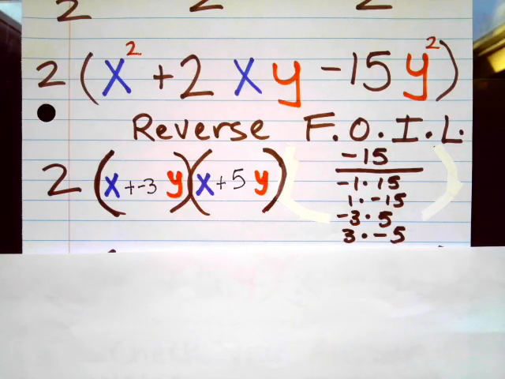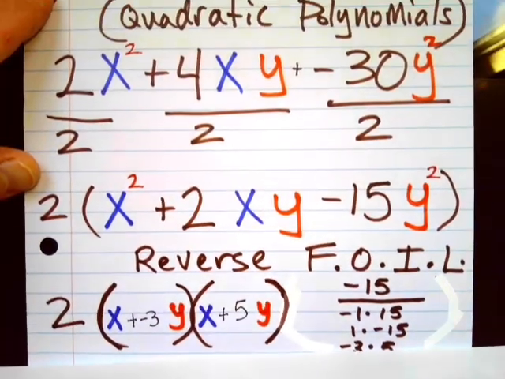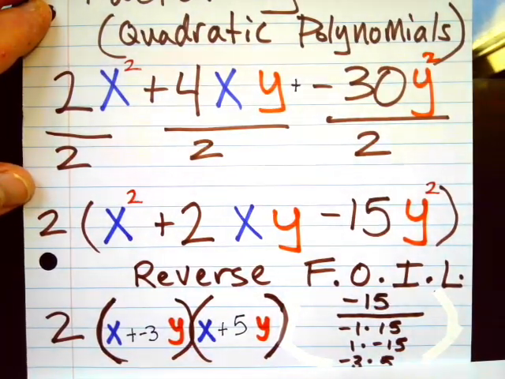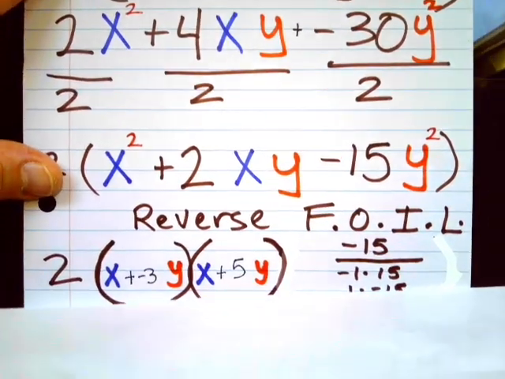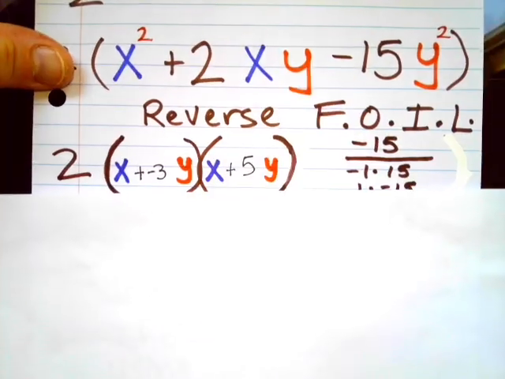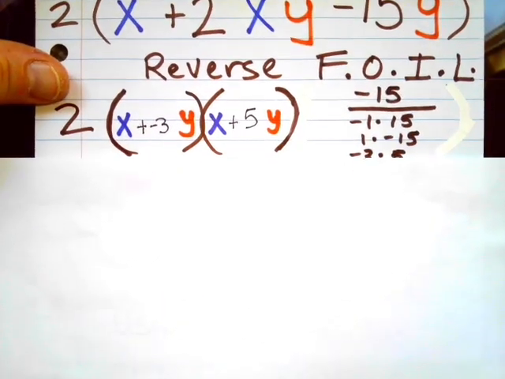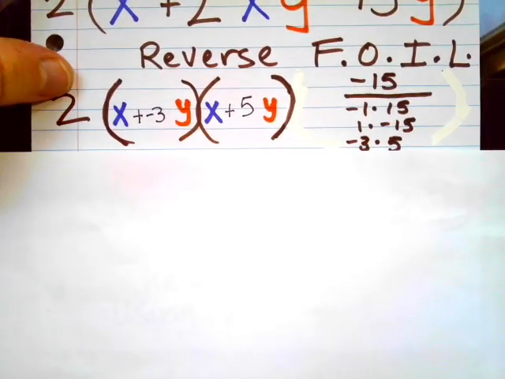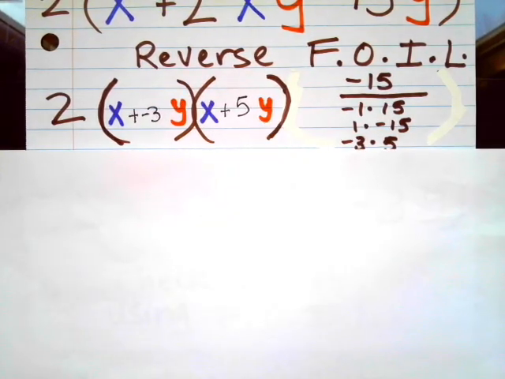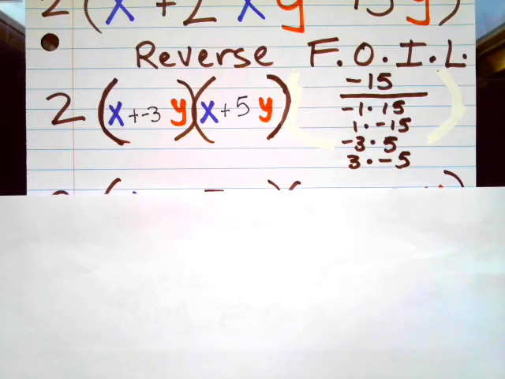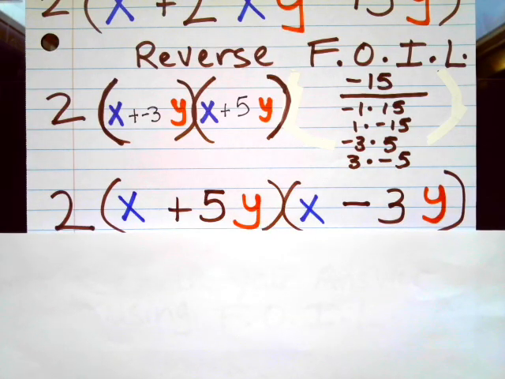And so we have factored this original problem, 2x squared plus 4xy plus negative 30y squared, into 2 times the quantity of x plus a negative 3y times the quantity of x plus a 5y. And if you've been following along, hopefully this has made sense to you. Or again, you could write this the other way.